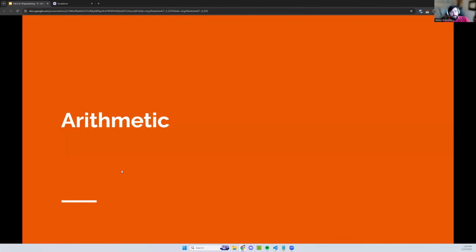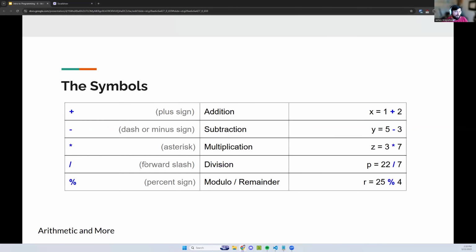And how do we want to modify them? Well, often arithmetic. We want to do some sort of math. A lot of this is going to make sense. Some of this is going to be a little bit weird. We use a plus sign for addition. That's great. We use a minus sign for subtraction. That's great. Both of those are up on your keyboard next to the backspace button. One's shift, one's not.